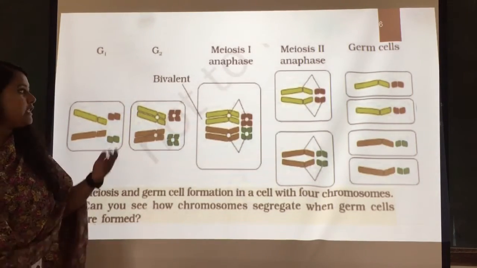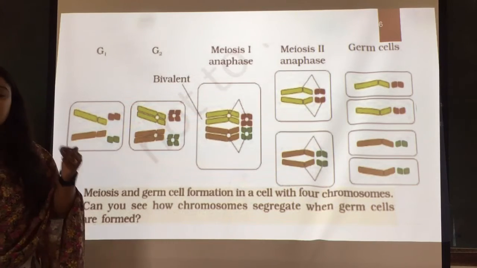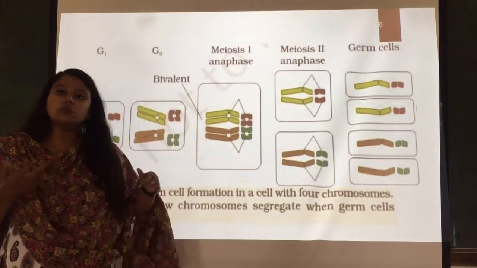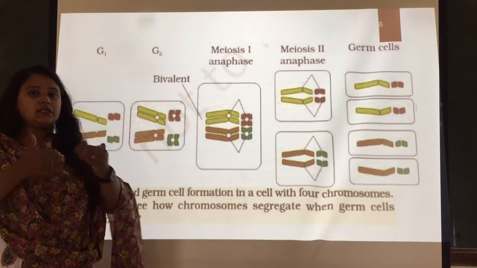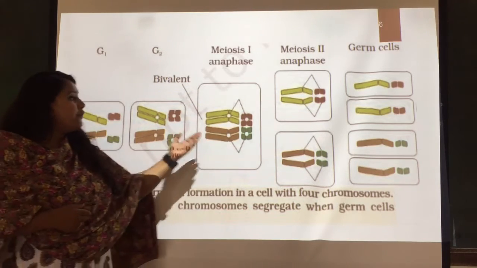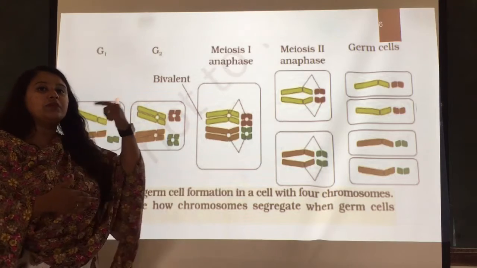The telophase, right? In the telophase, what happens? The two cells divide. So here we complete what? Meiosis 1. So upon meiosis 1, the two cells are divided, and when divided, they enter into meiosis 2.